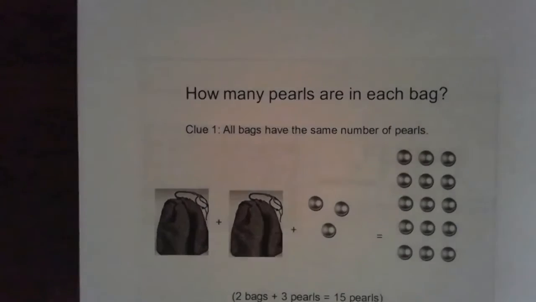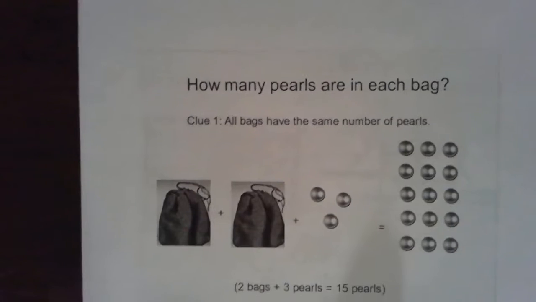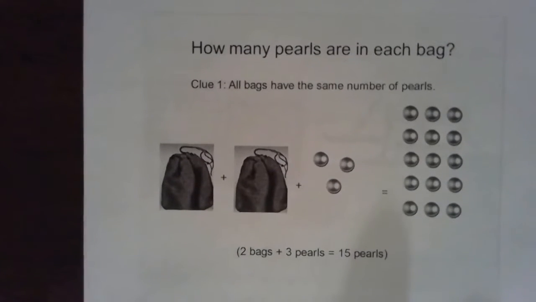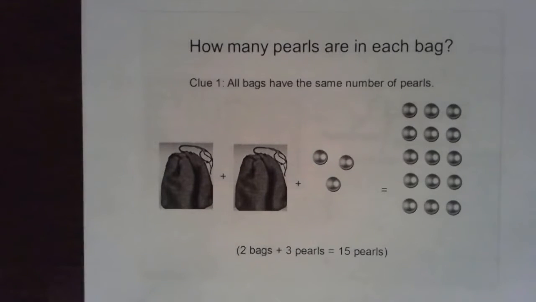So here it is. The question is how many pearls we have in each bag. We know that it's the same amount of pearls in each bag. So I have 2 bags plus 3 pearls equals 15 pearls. How do I know how many pearls are in each bag? I would like you to pause it and think and give the best guess to me. How many pearls in each bag?